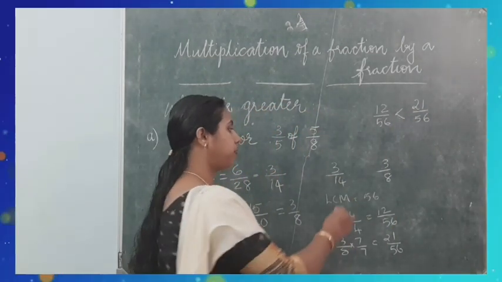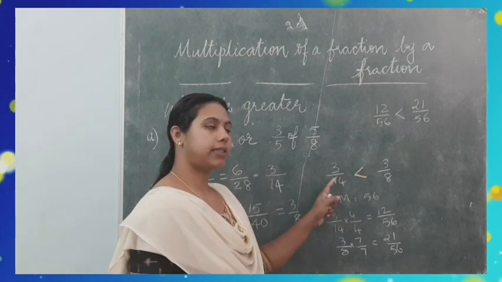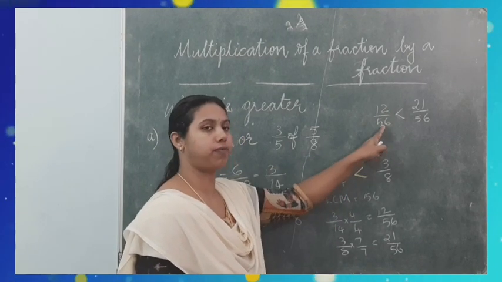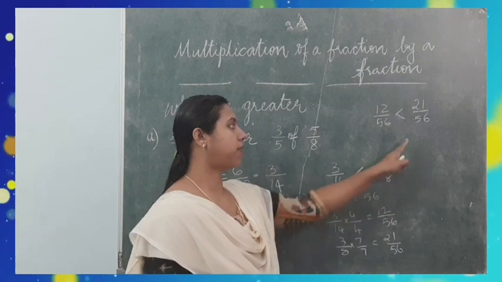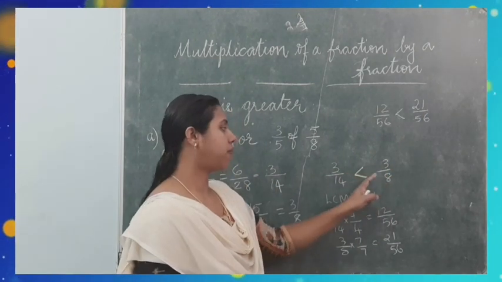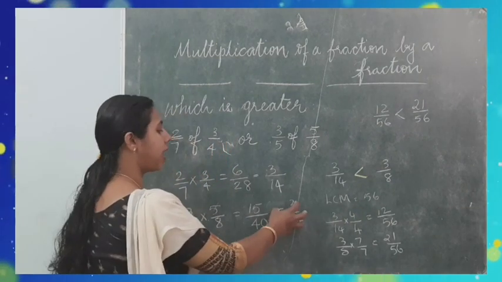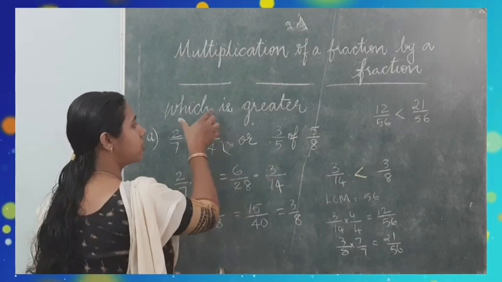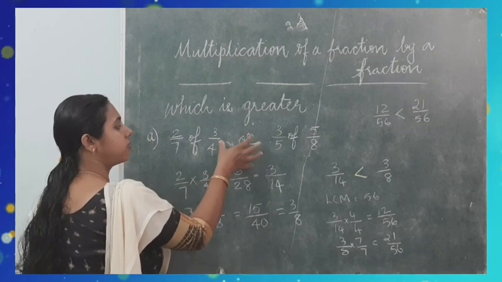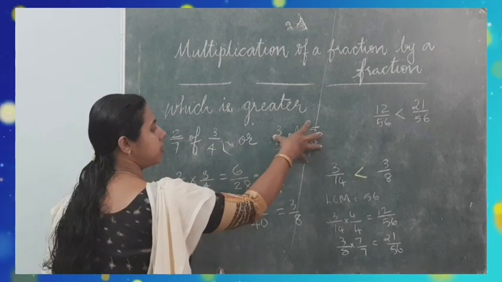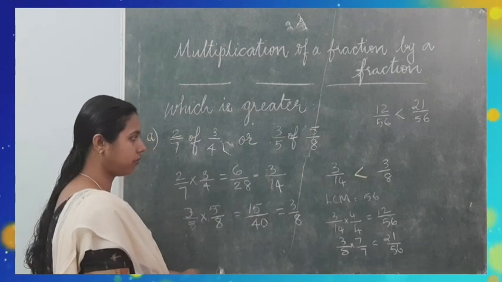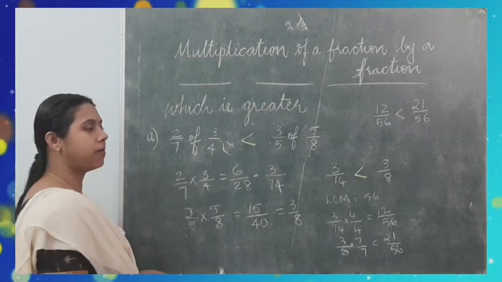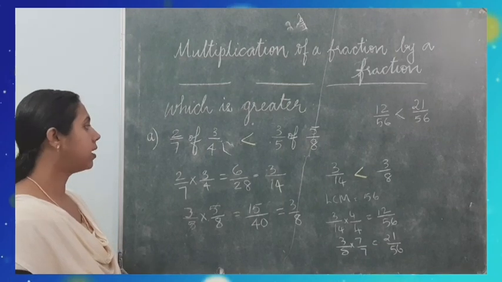So here, which is greater? 3 by 8 is greater than 3 by 14. Because the equivalent fraction of 3 by 14 is 12 by 56, and the equivalent fraction of 3 by 8 is 21 by 56. So 3 by 8 is the greater value. This 3 by 8 is the value of which one? 3 fifth of 5 by 8. So in these two, this is our question, which is greater. In this, 3 by 8 is greater. That means this fraction is greater. So we can write here, 3 by 5 of 5 by 8 is greater than 2 by 7 of 3 by 4.